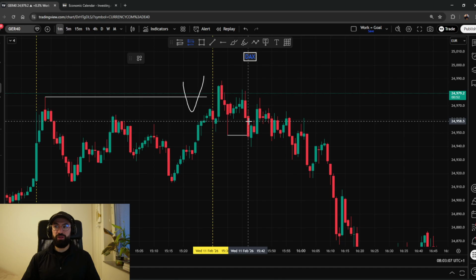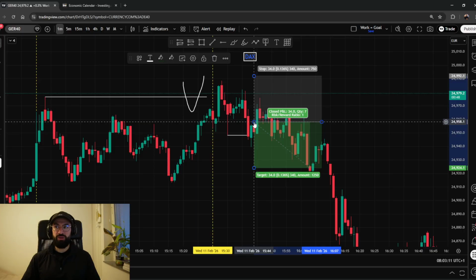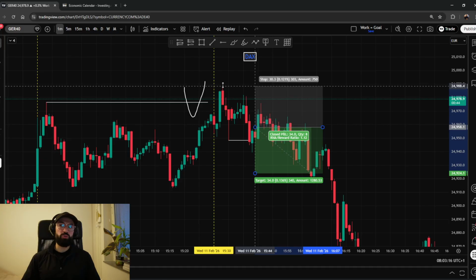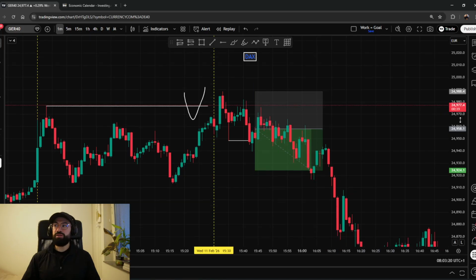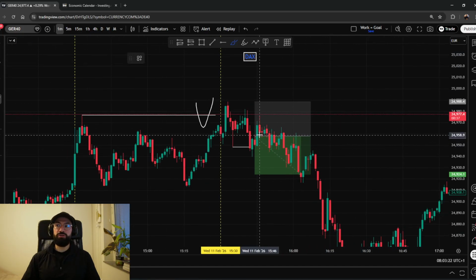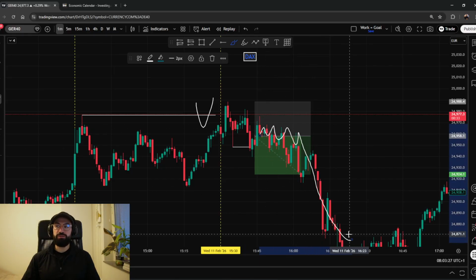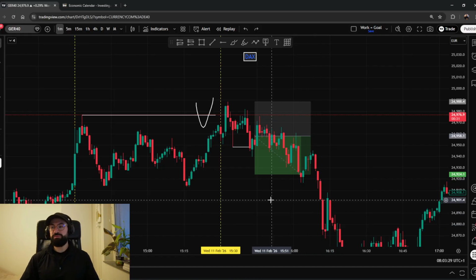We wait for a fair value gap reaction, like it did right here. There's a gap, a fair value gap. We take the entry right here, and we put our stop loss where? Either on this high or on this high. Why? Because most of the time the market usually consolidates on the stop loss area and then continues down. But that's for another video.